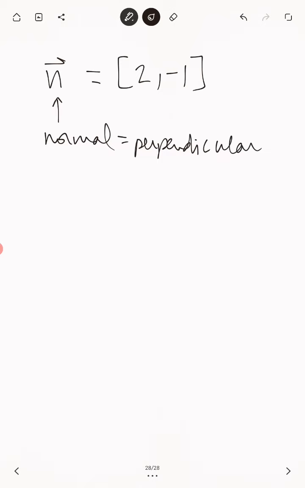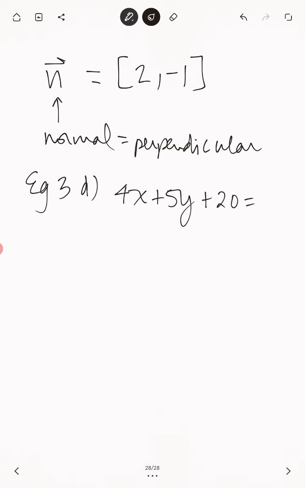Perpendicular. There we go. Okay, so why am I telling you this? Good question. Because now we're going to skip down to example 3 and we're going to use this information. So in example 3, part D, I'm actually skipping A, B, and C because we kind of already talked about it. We are now given a line in scalar equation form, 4x plus 5y plus 20 equals 0, and we're asked to write the vector equation of the line.